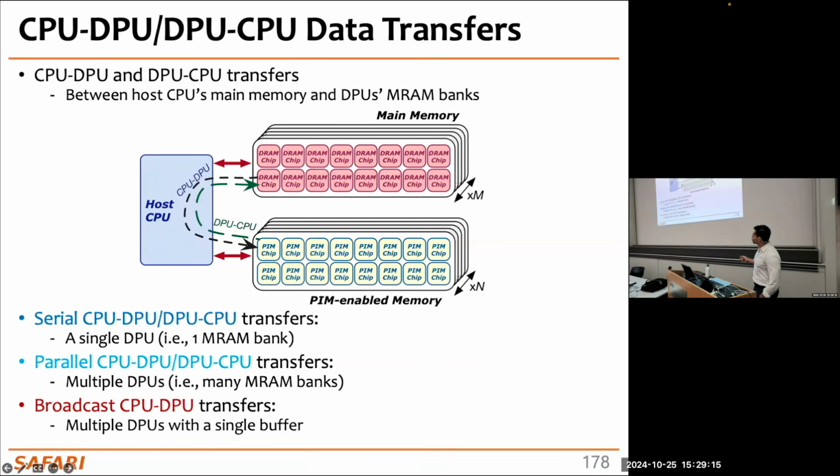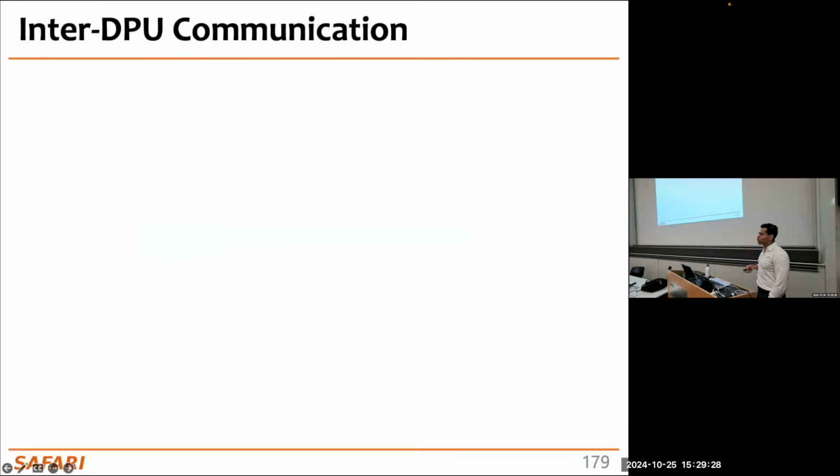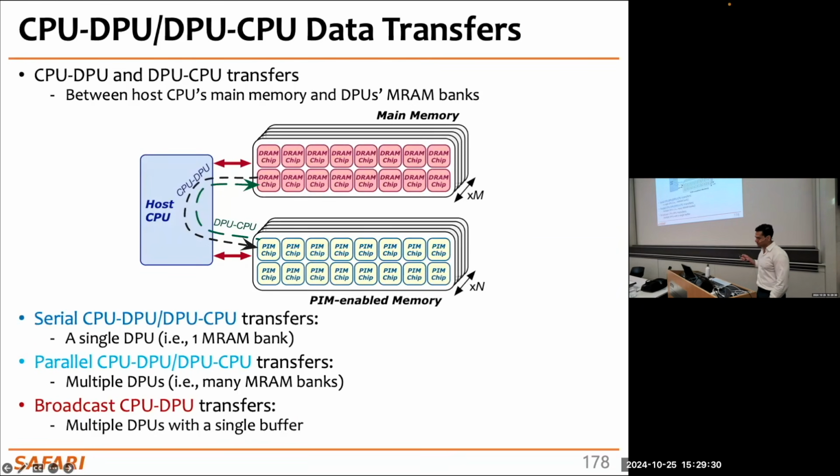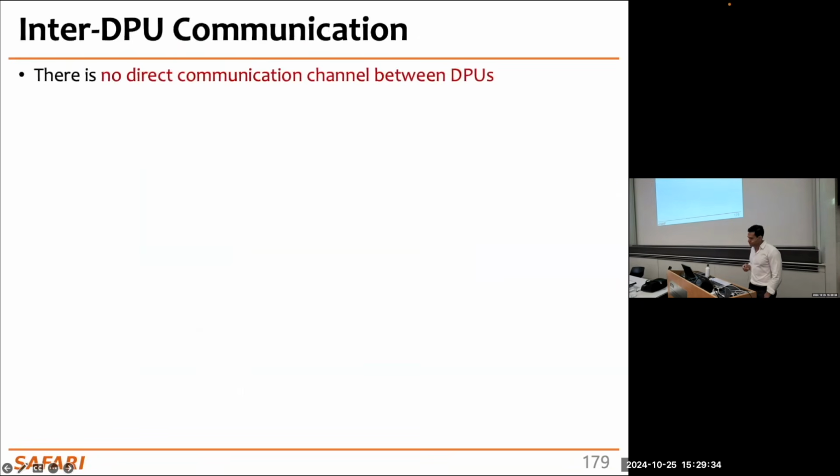And finally is a broadcast, and this is only for CPU to DPU transfers, not DPU to CPU. So it's only a single direction. Here we can move a single buffer to multiple DPUs at the same time. We are going to see how you program those data transfers in more detail later on.